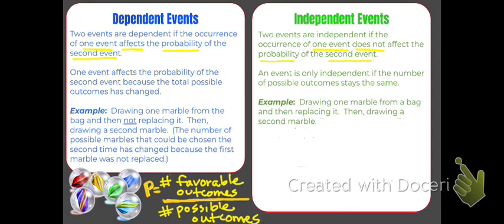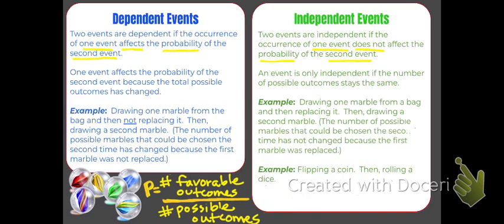With a similar independent event, if you draw one marble from a bag, but then you replace it, and then you draw a second marble. So say when you're drawing that first marble, there's 20 marbles in the bag. You pick one, and you put it back. When you draw the second marble, there's still 20 marbles in the bag. So the number of possible outcomes has not changed.